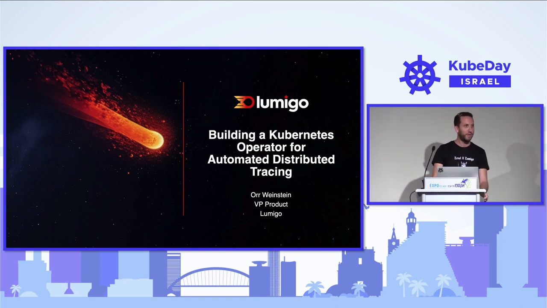So, hello, everybody. Really happy to be here. My name is Orr Weinstein. I'm VP of Product at Lumigo. Lumigo helps developers troubleshoot their applications in production. We'll talk a little bit more about how we do that in this talk. And today I'll be talking to you about how we built our Kubernetes operator.